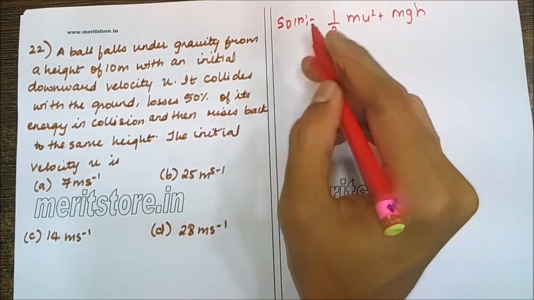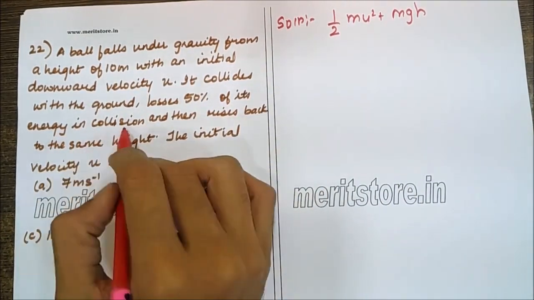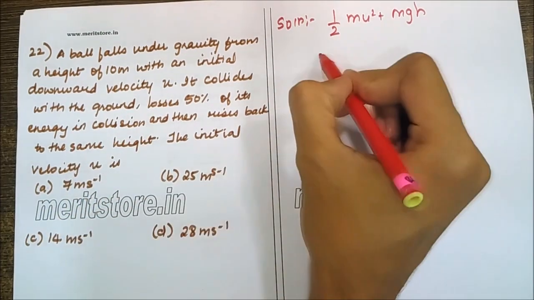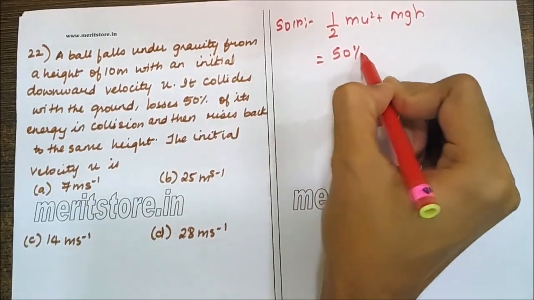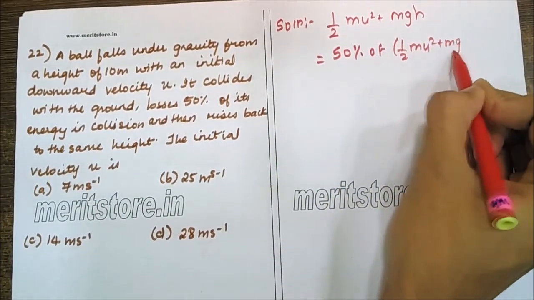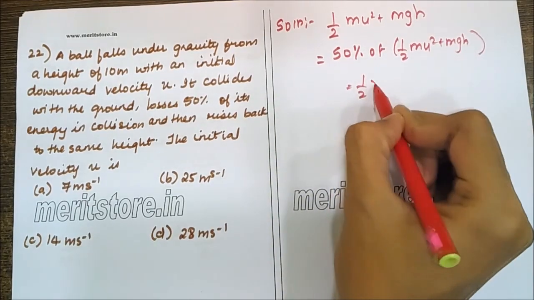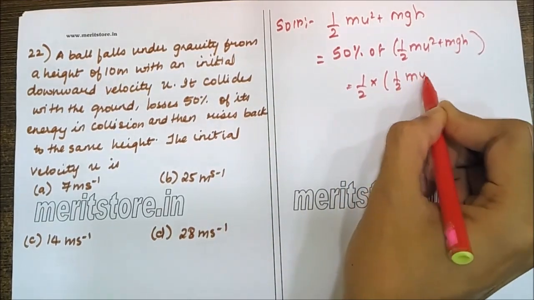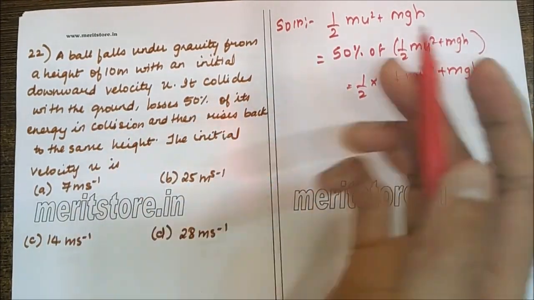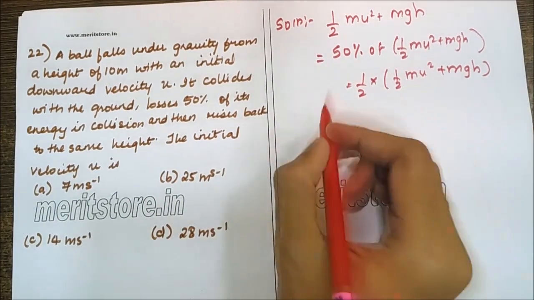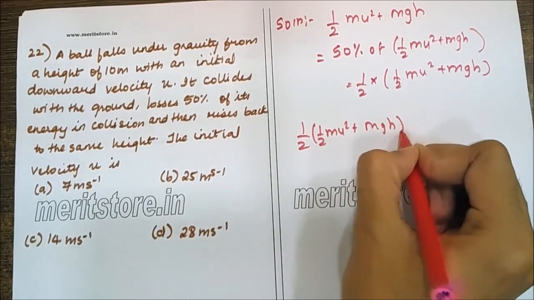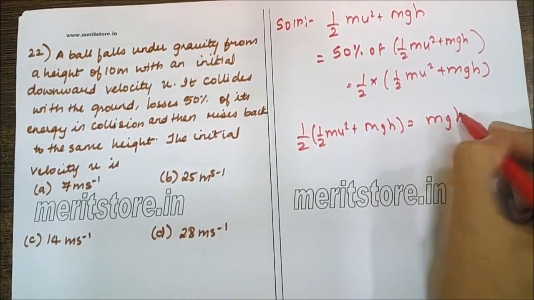Energy lost after the collision is 50% of the total energy. It loses 50% of its energy in the collision, so the remaining energy is half of half mu square plus mgh. Then after the collision it rises back to the same height, so the ball rebounds to the same height, so half of half mu square plus mgh is equal to the original height energy mgh where the ball reaches.